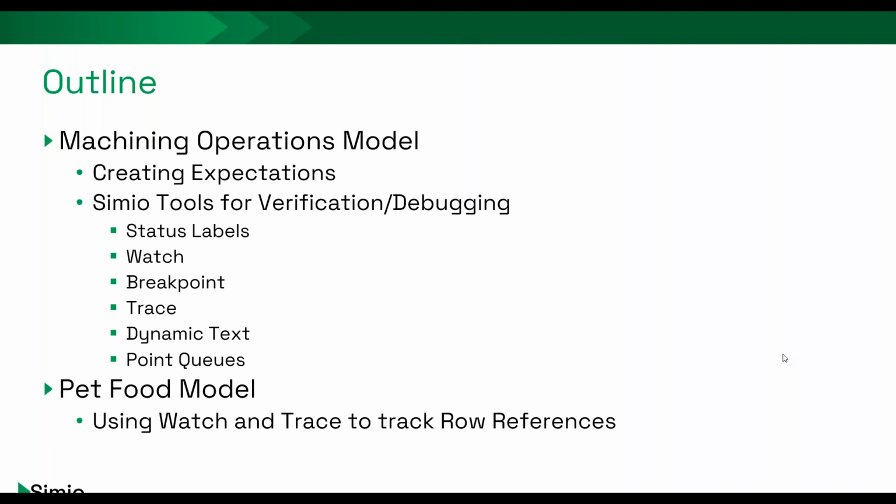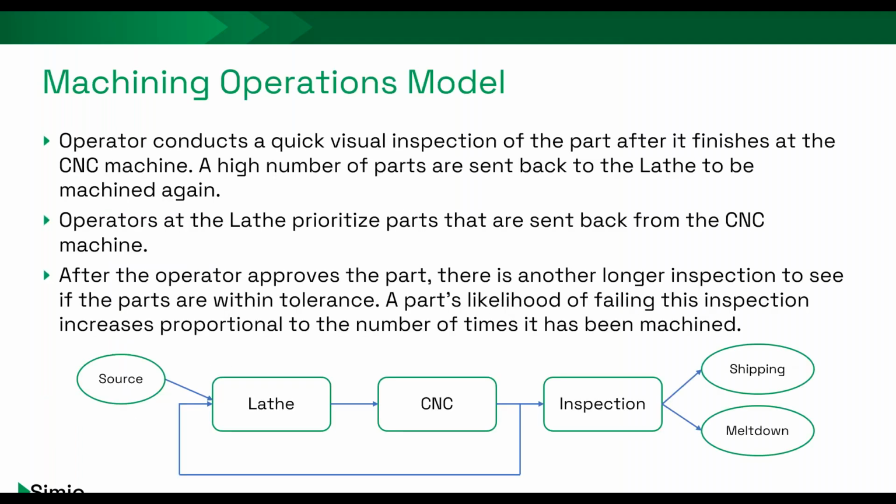The second model is a pet food model, and we will be showing how to use watch and trace to track row references. Now that we've kind of talked about the outline, let's jump into our machining operations model.